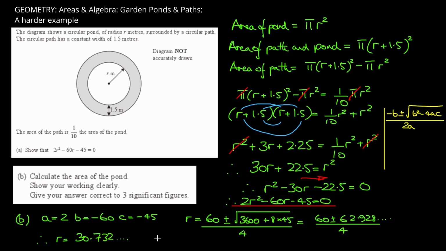30.732, and therefore the area, which equals pi r squared, is equal to 2967.121, and it goes on forever, and that to 3 significant figures is 2970, and this will be in meters squared. And that is your answer.